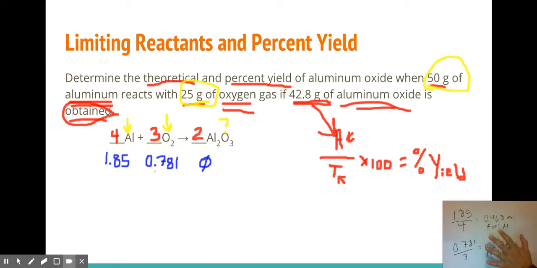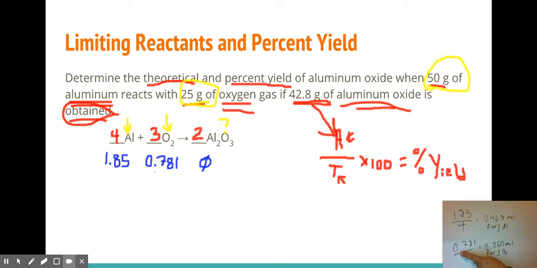I have it right here on my whiteboard. What I have to do is take the 1.85, which is the initial moles, and divide by the coefficient 4. What that is going to give me is the information for 1 mole of aluminum. So 0.463 for 1 aluminum in that reaction.